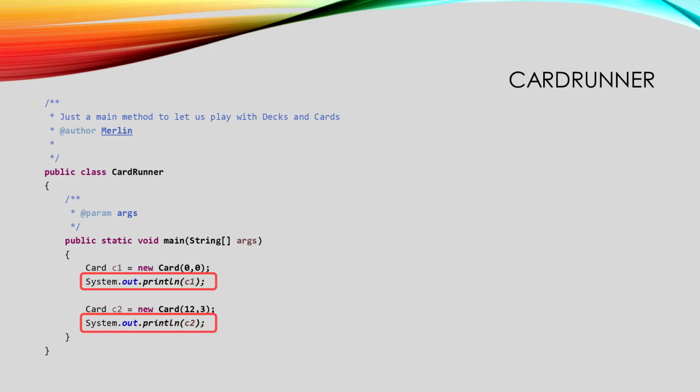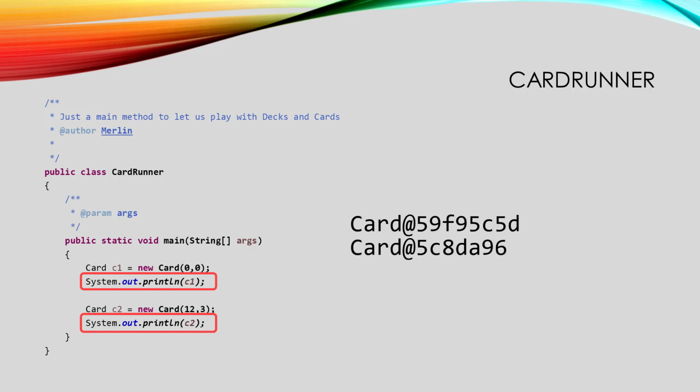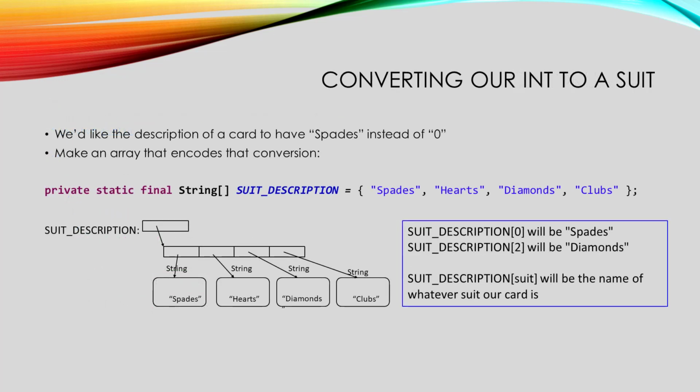When the system tries to print an object, remember, it calls the object's toString method. At first, the lab doesn't tell you to build one, so the output when you run it will be two lines that start with Card@ followed by some gibberish. Not very user-friendly. We'd like the toString to output the face value and the suit.